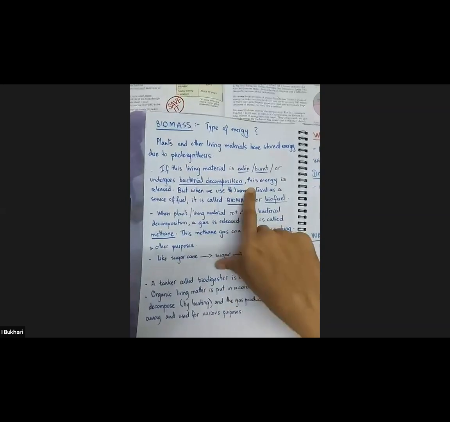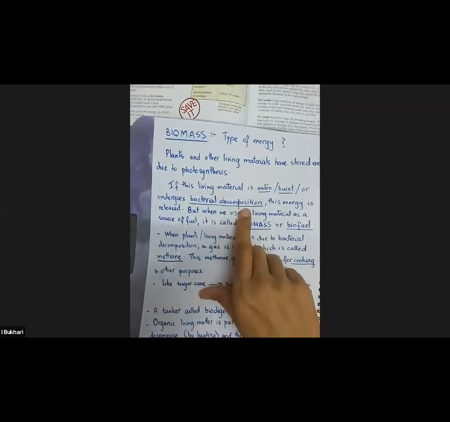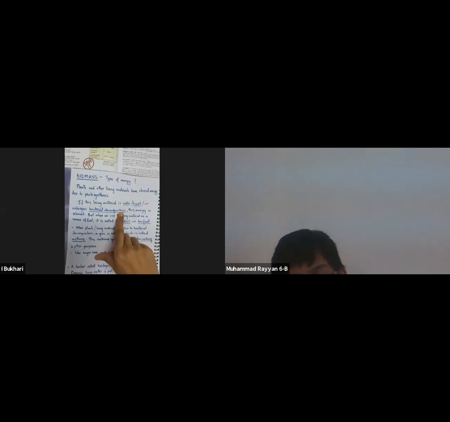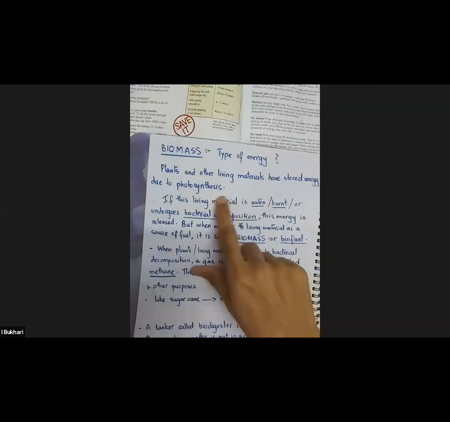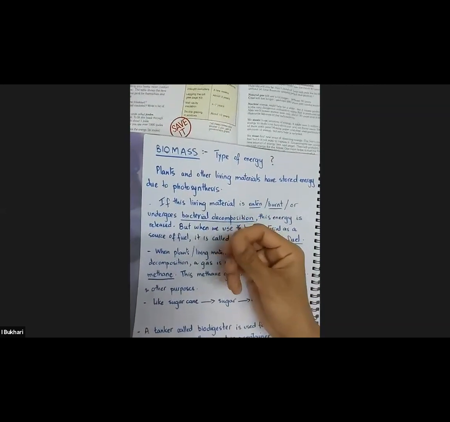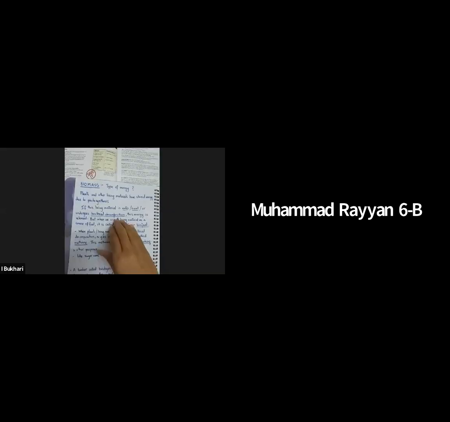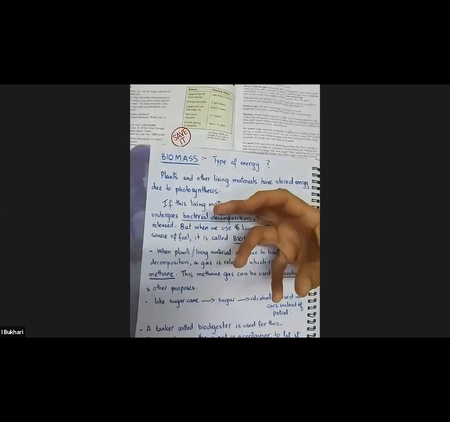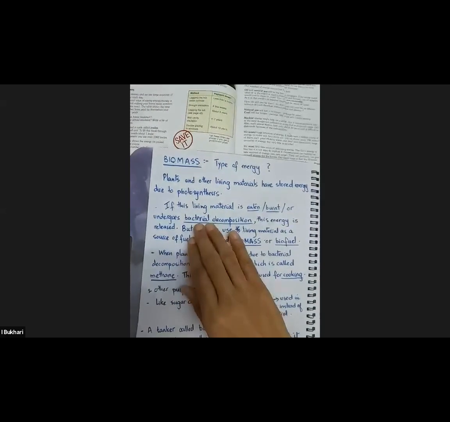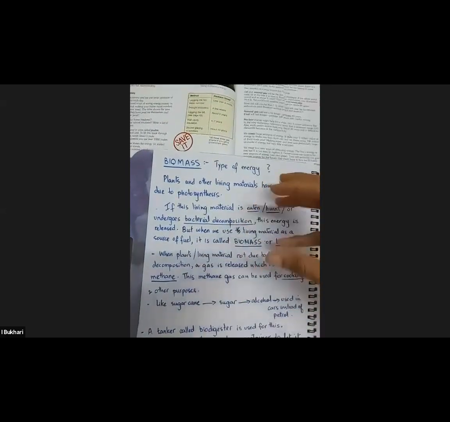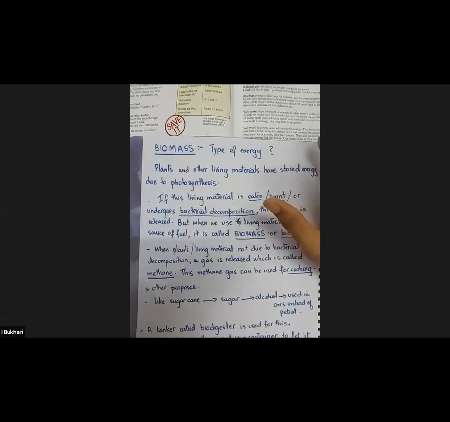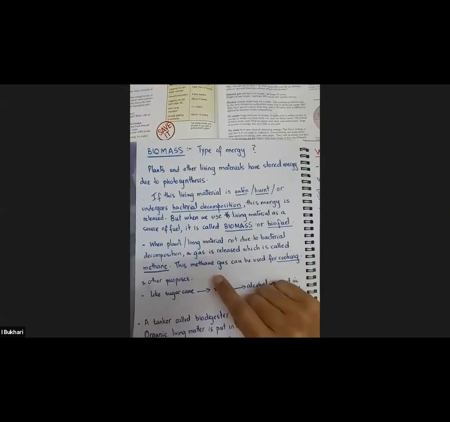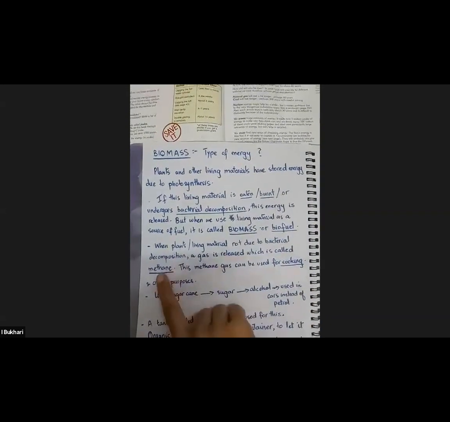What is bacterial decomposition? Decomposition means to break down into simpler substances or components by the bacteria. Bacteria are small single-cell organisms, right? And so when this process takes place, energy is released, because this is a process which releases energy. First of all, gas is released. That gas is called biogas, and that gas is basically methane.